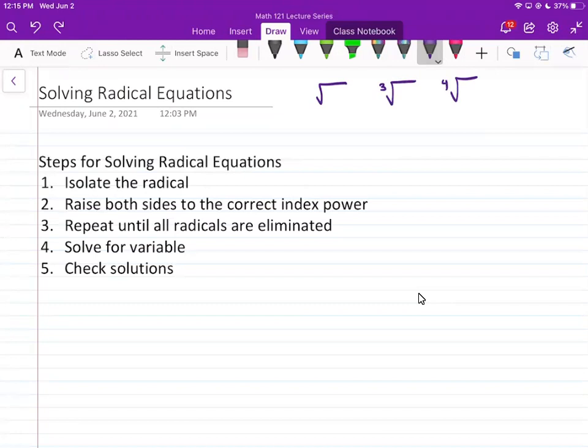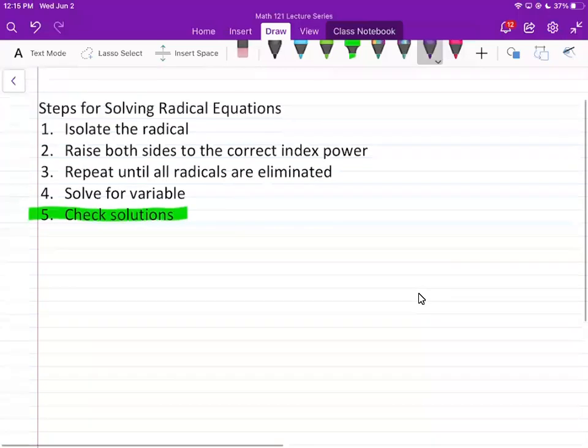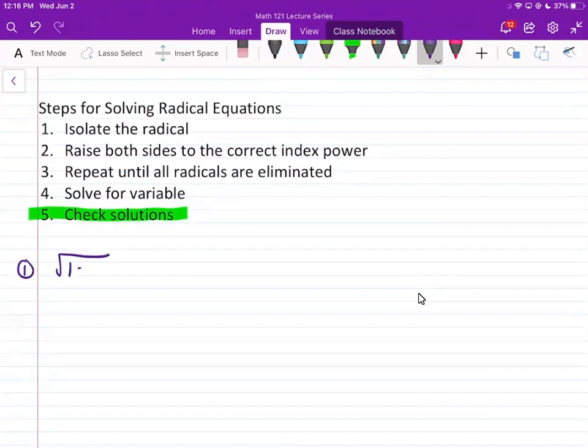The first thing you need to do is isolate the radical. You then need to raise both sides to the correct index power. You will repeat these steps until all the radicals are eliminated and then solve for the variable. It's vitally important in these that you check for solutions, because when we square both sides, that can create problems if there's a negative answer, and we know that we cannot take an even root of a negative number without getting an imaginary number.